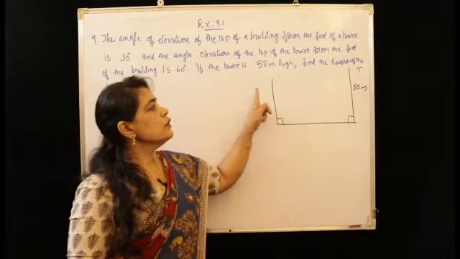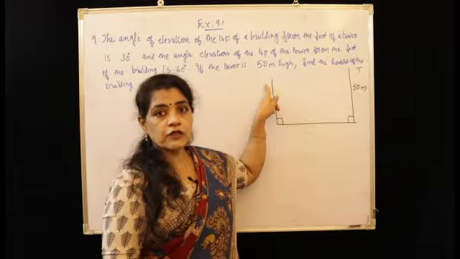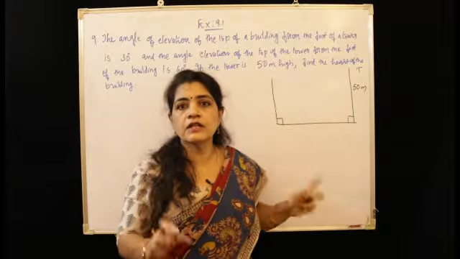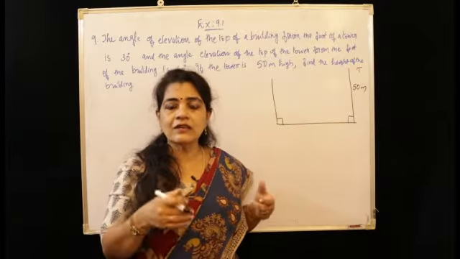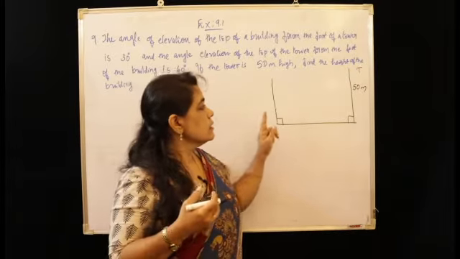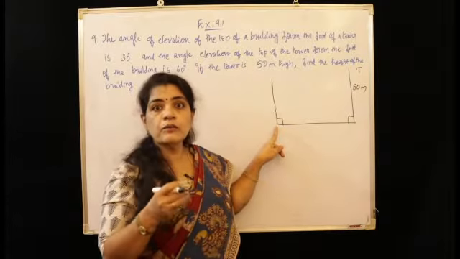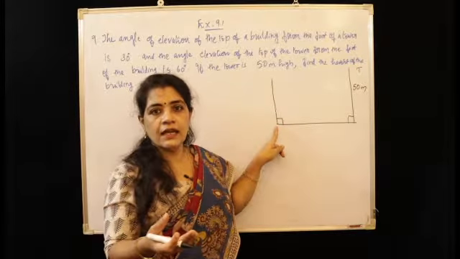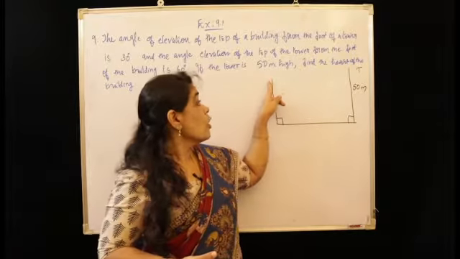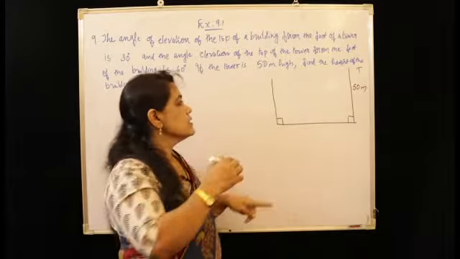We can draw like this because the height of the building is what we need to find out. Whether it is taller or smaller, that is not mentioned in the question. But what is given? The angle of elevation of the top of the tower from the foot of the building is given as 60 degrees, and from the foot of the tower to the top of the building, that is given as 30 degrees. So this is the building, children.